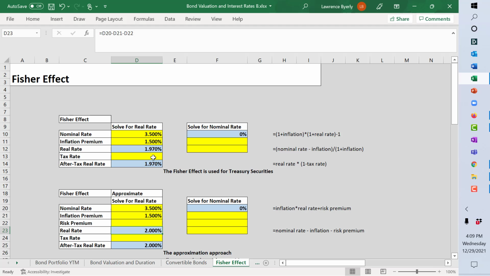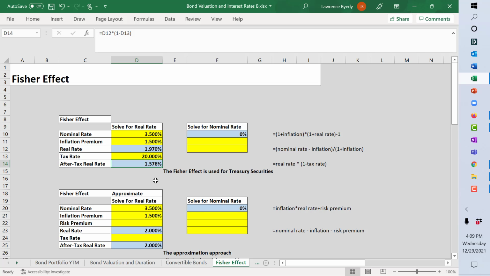Now, we also can incorporate taxes, right? So if we knew that my current tax was 20% when I invested, then my after-tax real rate would be 1.576%. And this is just the rate of return that you would earn based on what we refer to as the real rate.